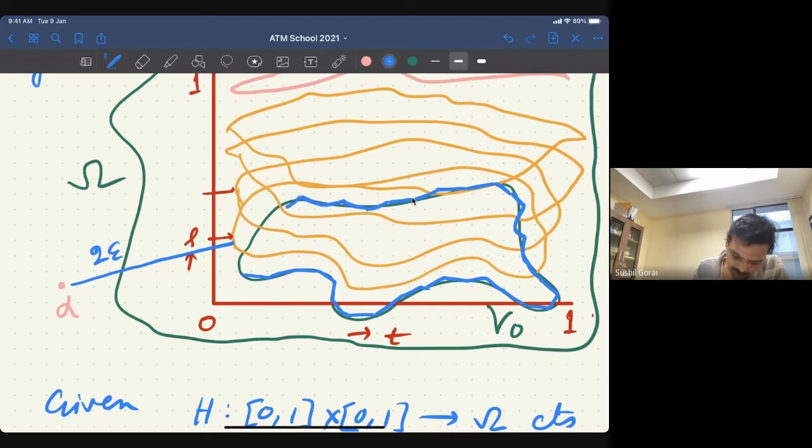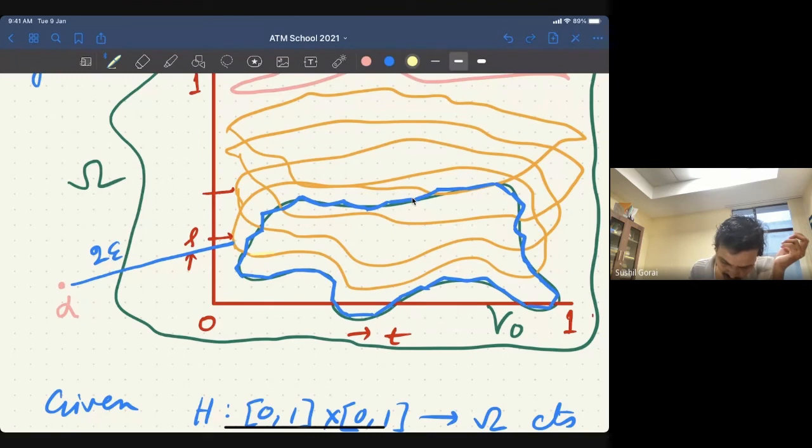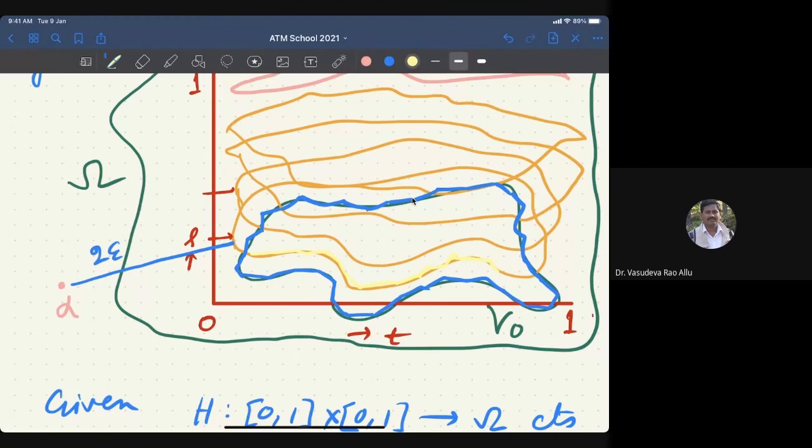Piecewise smooth curve. Piecewise is actually a polygonal path. All right, you approximate this way. Similar thing here. Maybe let me take a different color. So here, what we would like... Is this color visible? Yeah, it is visible. Okay.